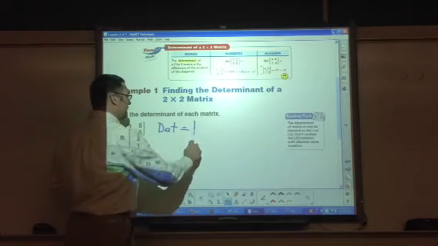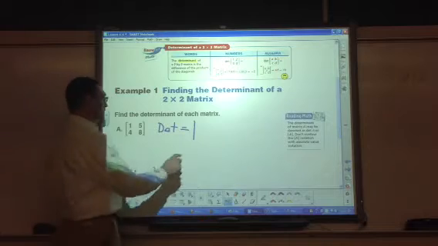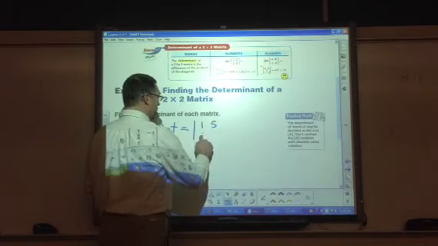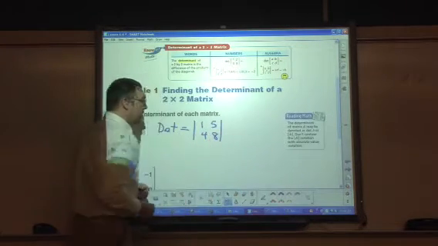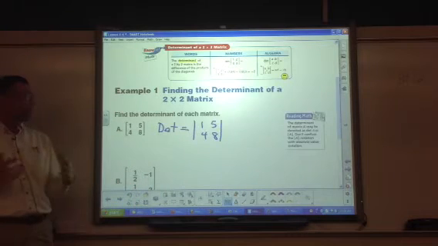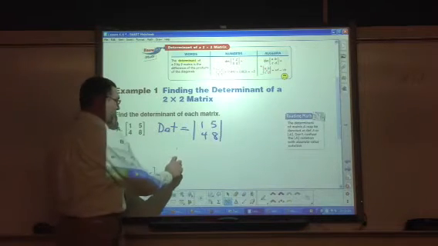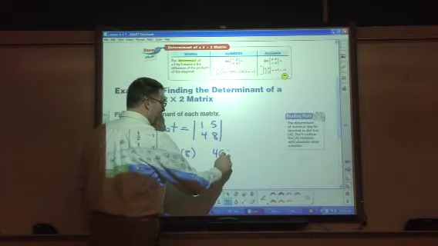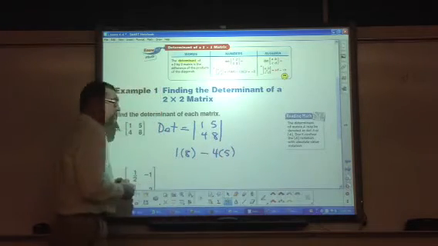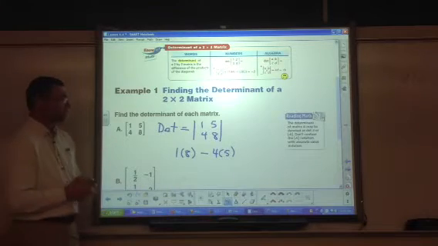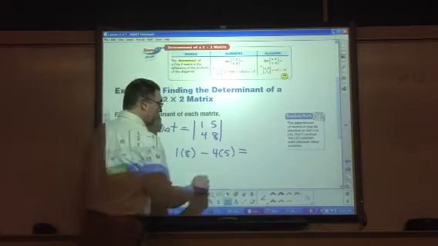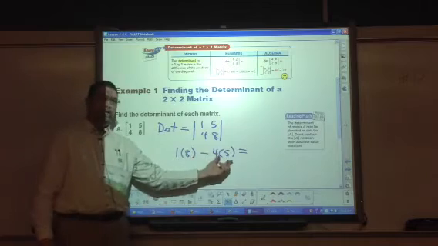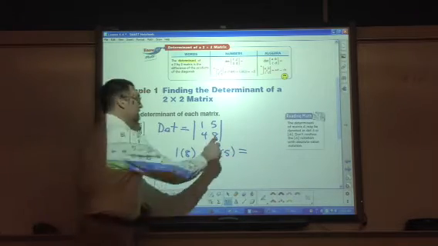So we're doing, it looks like absolute value, 1, 5, 4, 8. But what we're doing with those numbers then is we're going to multiply 1 times 8 and 4 times 5, and we're going to subtract them. So 8 minus 20 is negative 12.